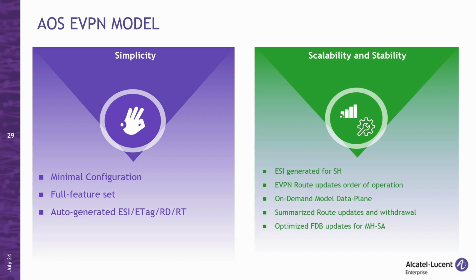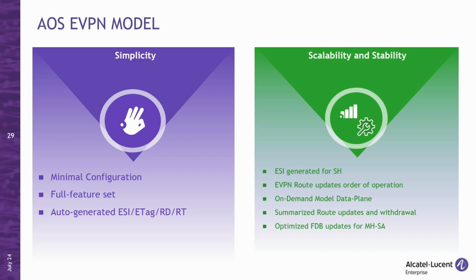The EVPN route advertisements, such as updates and withdrawals, follow a specific order of operation, which maximizes the efficiency of the operations. Also, EVPN in AOS uses an on-demand model for the data plane, which will vastly improve the data plane scalability and convergence by avoiding having to store in hardware any unused or undesired destination host entries.